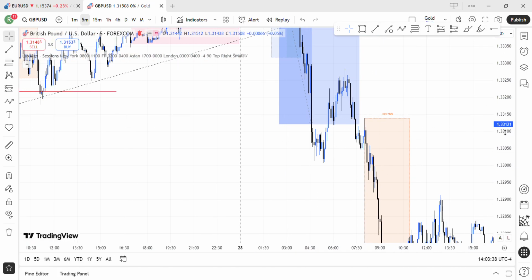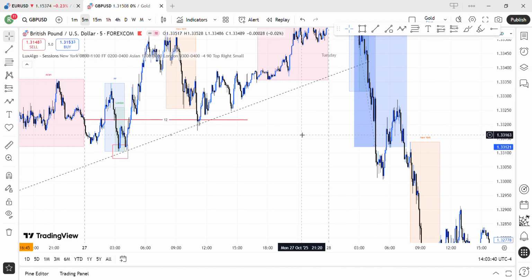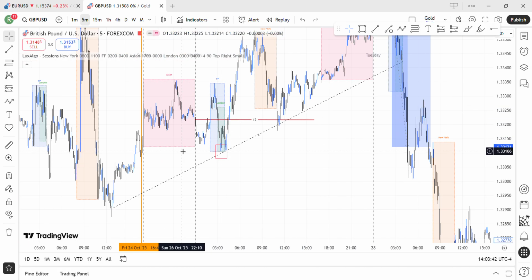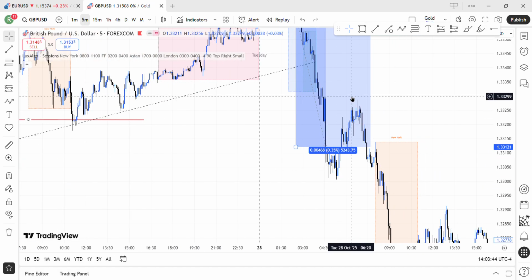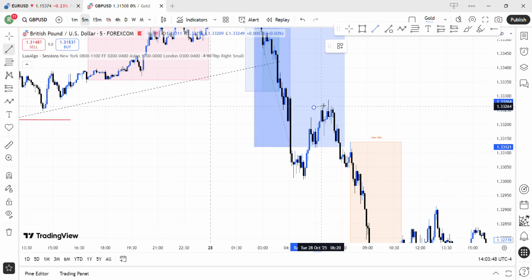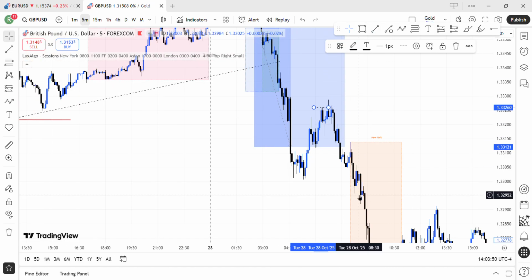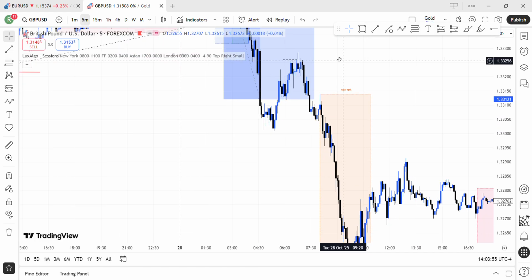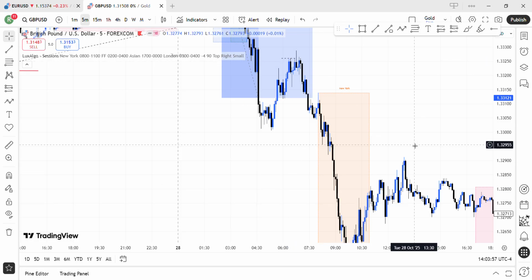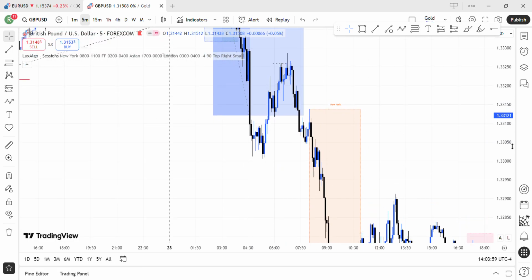And then what happened during New York? We retraced a little bit. We took the daily low, we took the London low, and then we retraced a little bit, and then we did take a few liquidities here, and then gave a change of character to the downside, aligning the internal structure. The 5 minute structure has aligned itself with the external structure, and then we pushed lower. Simple. Exactly on the New York open, we got a trade here.